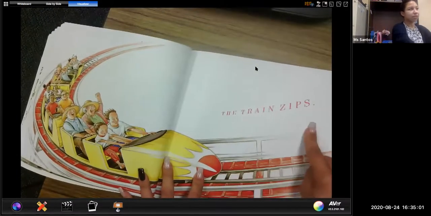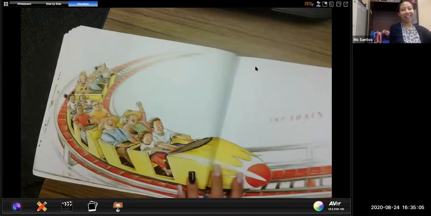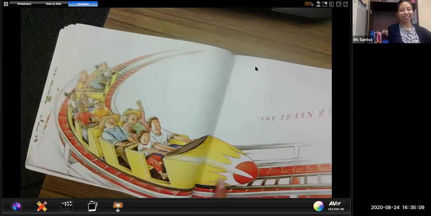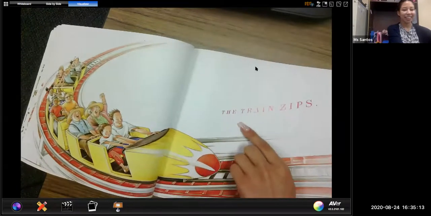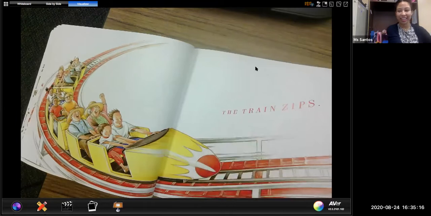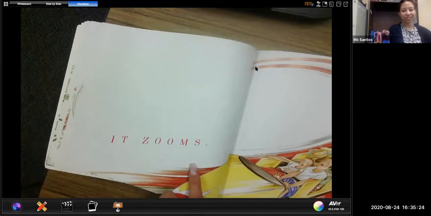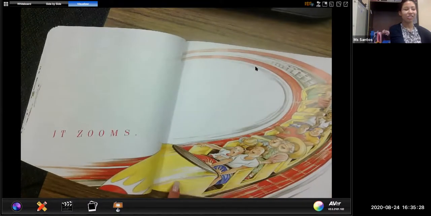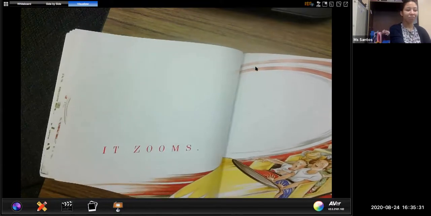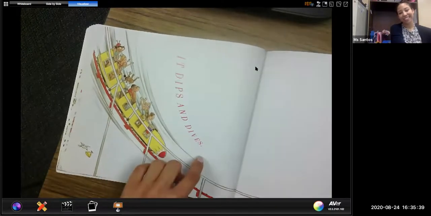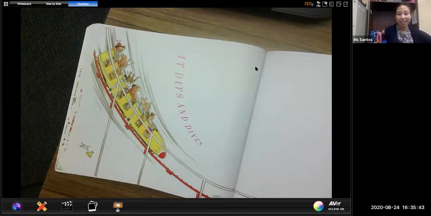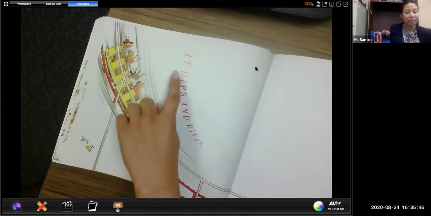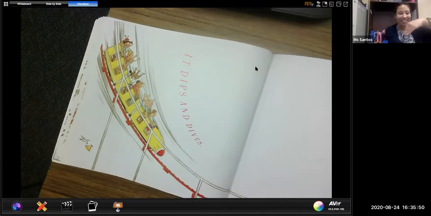The train zips. And I love how the train is basically going like this and it's zipping through. And another way that she has it, she shaped it straight, kind of like it zips through. It zooms because it goes so fast. So these are called special texts. And they make the book that much more fun to read, right? It dips and dives. You guys, I love how the roller coaster is dipping and diving. And then the author, Marla, made sure to have the special text dip and dive. That's so cool. So that's something you could also do in your own writing.